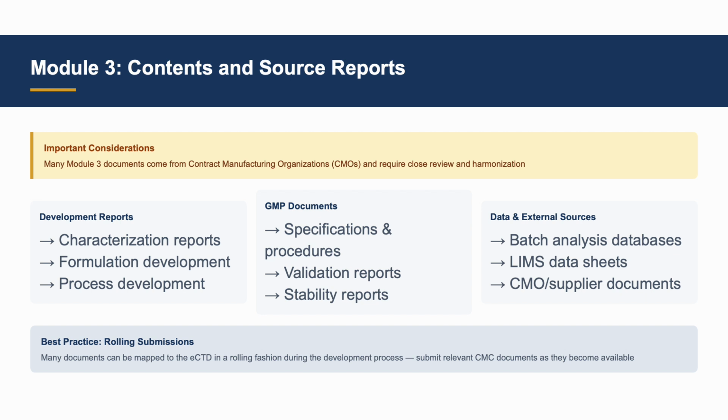Typical Module 3 source documents include development reports such as characterization reports and formulation development reports. GMP documents including specifications, standard operating procedures, validation reports, and stability reports are essential. Databases containing batch analysis data and stability data provide the tabulated results. Datasheets from laboratory information management systems including chromatograms and spectra provide the raw analytical data.